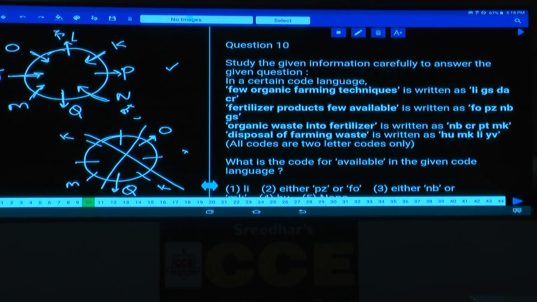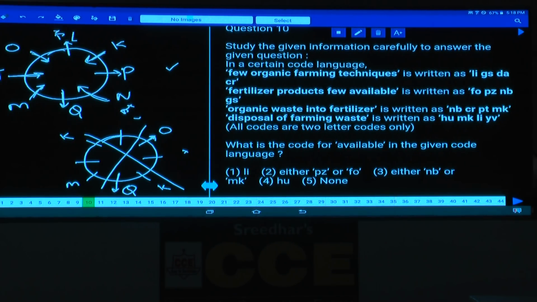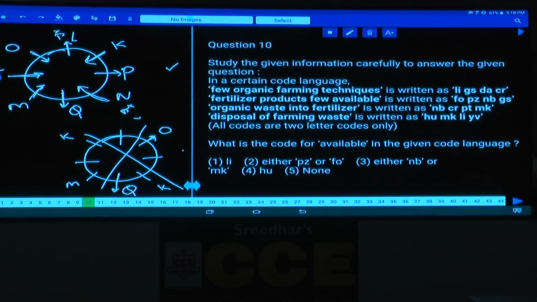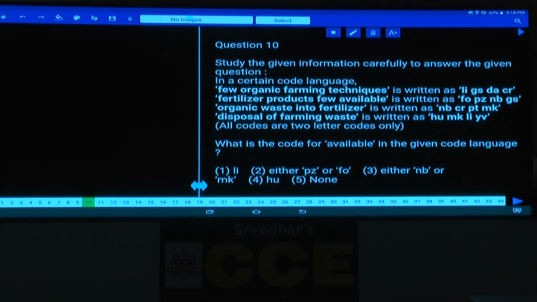Then 10 to 14. Now in these 10 to 14, it is based on coding and decoding. Statement 1: few organic farming techniques. And statement 2: fertilizer products few available. What is the word which is common between the first and the second? Few is the word which is common between these two. And what is the code common? The code common to this few is LIGS. GS is common between these two. Hence few is GS.